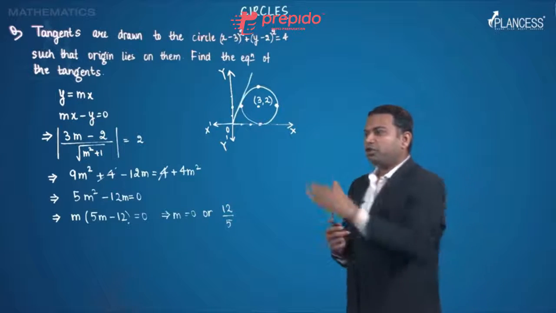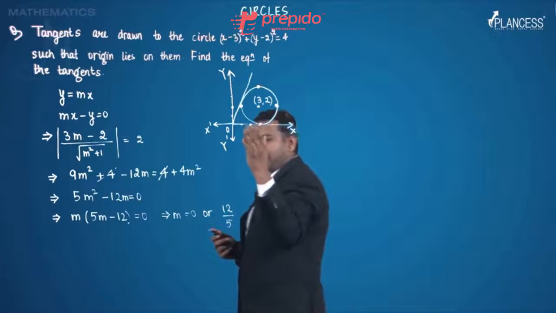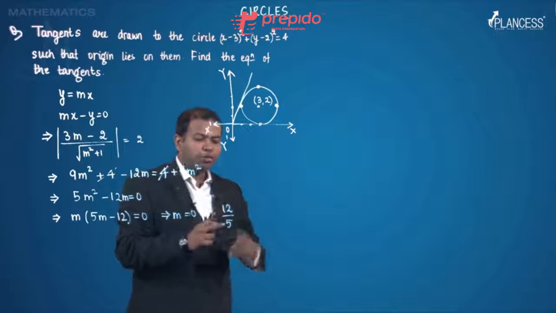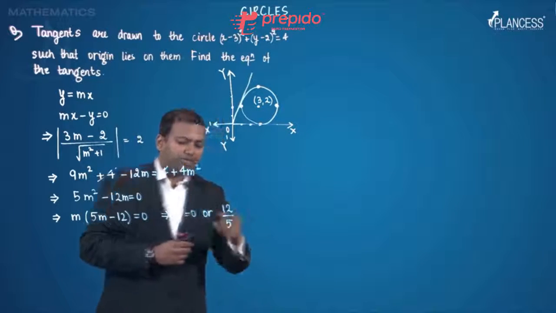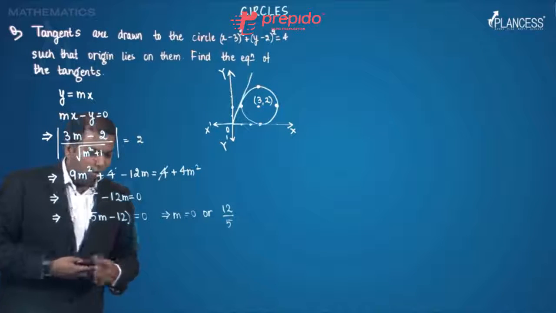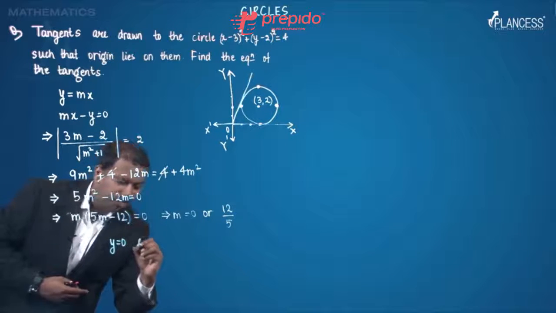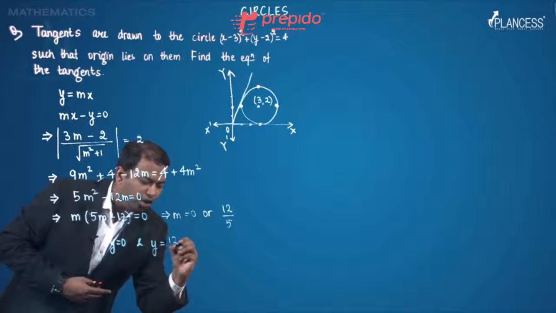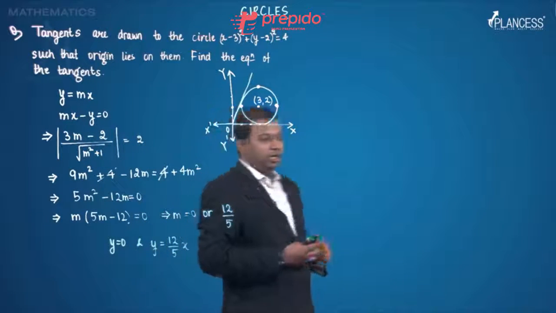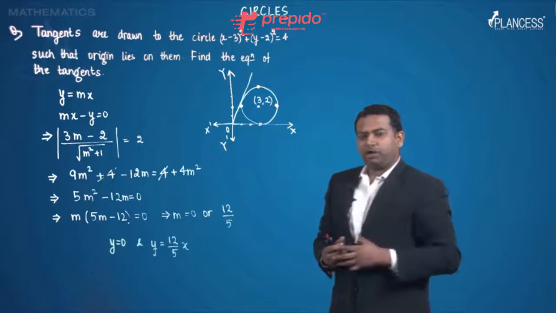So, the line which is y equal to 0, that is the x-axis, has a slope m equal to 0, and the other line which has a positive slope is equal to, the slope is equal to 12 by 5. Hence, the two tangents that we have are y is equal to 0 and y is equal to 12 upon 5x. So, this was one question. Now, let us try to solve another.